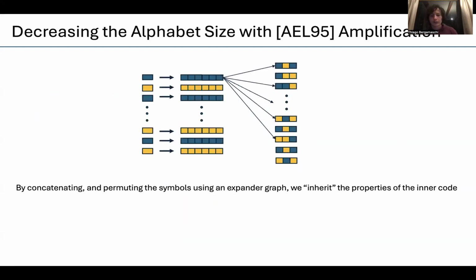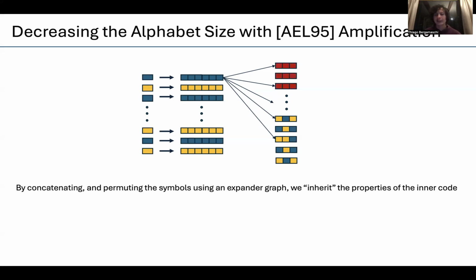Great. So the last thing to say is that, technically speaking, the folded Reed-Solomon codes that we leverage in our construction are actually not over constant size alphabets. So to achieve the advertised result, we actually need to decrease this alphabet size. For this purpose, we appeal to a technique by Alon, Edmonds, and Luby in 1995, known as distance amplification and alphabet reduction, where the idea is to take our original codeword, concatenate it into some inner code, and then permute the symbols around using an expander graph.